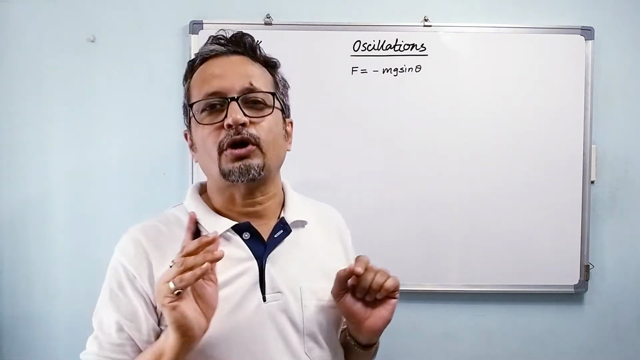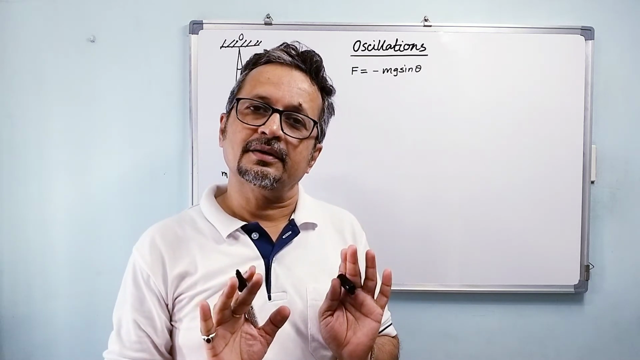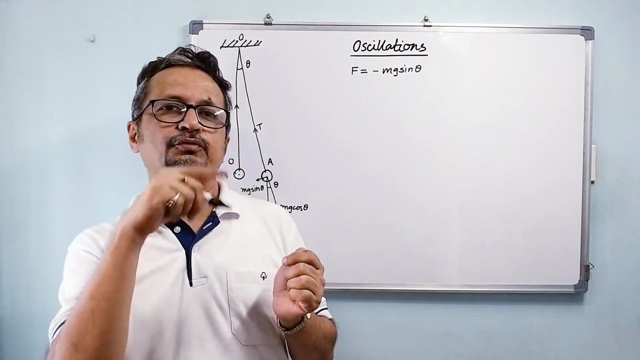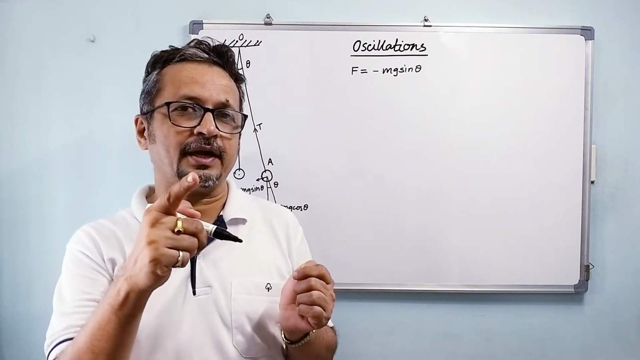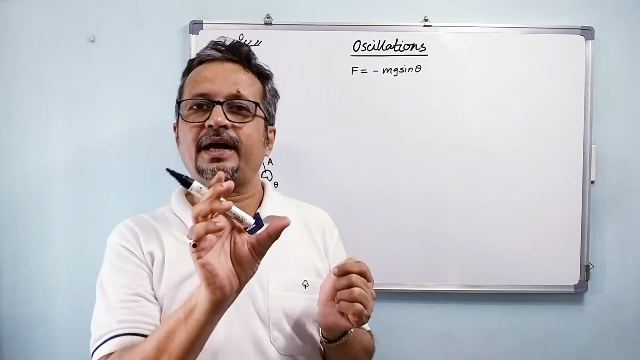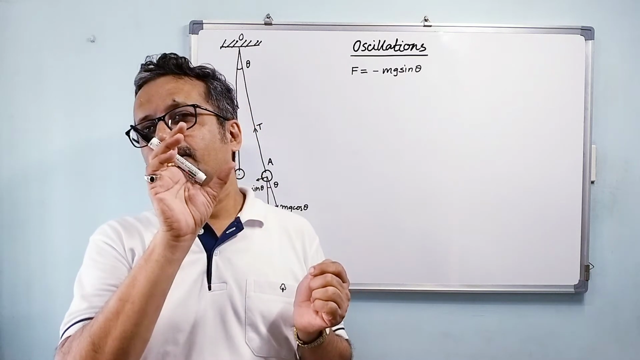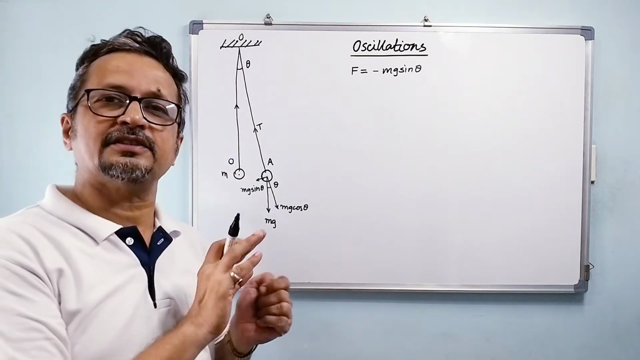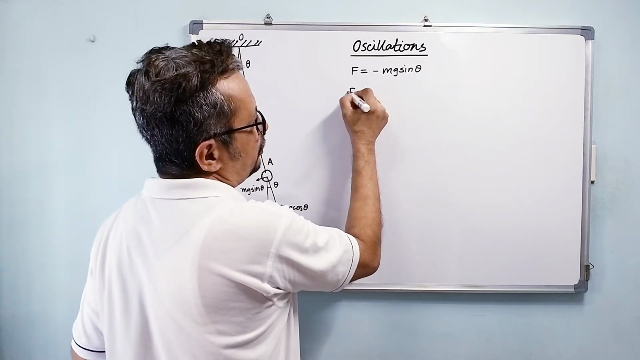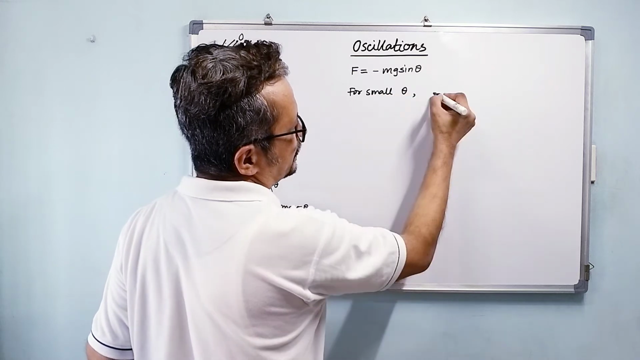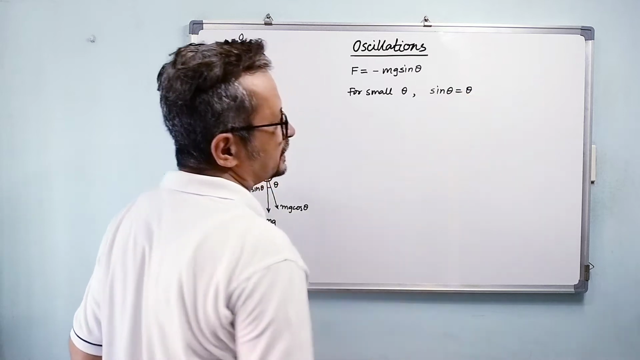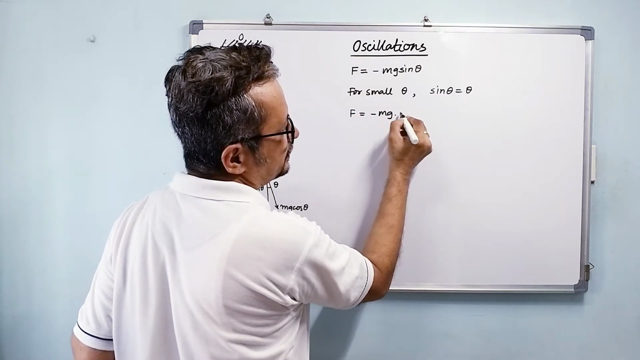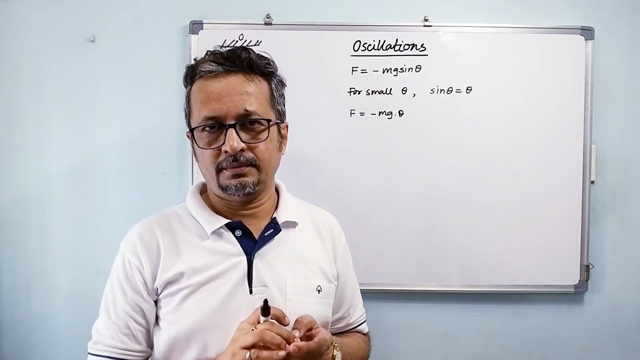I have said that theta is a small angle. For a small angle theta, you can even check it on your calculators. Take a small angle, let us say 1 degree. Convert that 1 degree angle into radians, and then find out the sine of that. You will find that theta is equal to sine theta. For small theta, sine of theta is equal to theta, correct? So this becomes F is equal to minus mg into theta. Correct? Minus mg into theta.